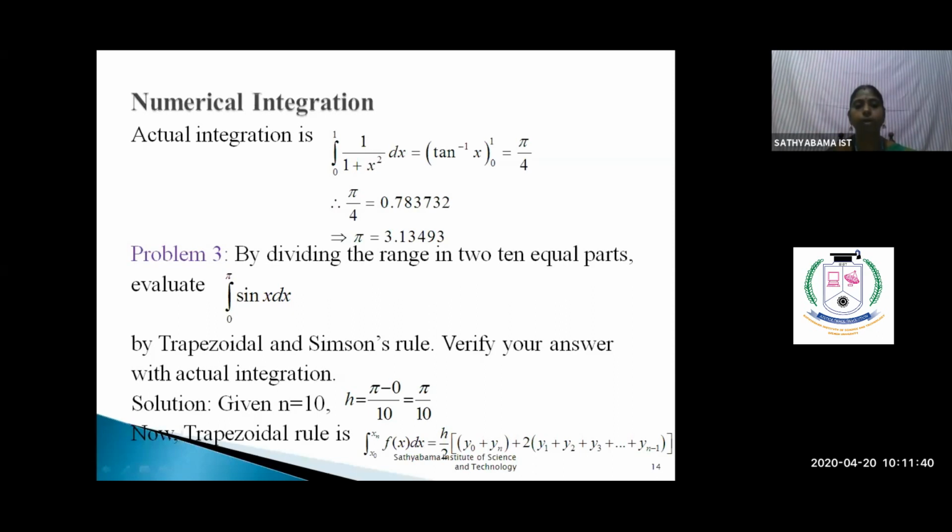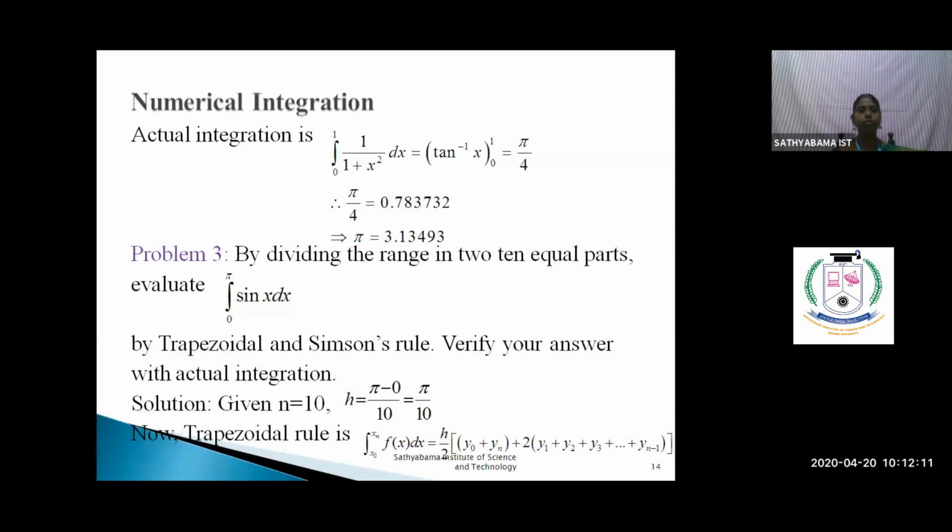But by the numerical method, that is by the trapezoidal rule, what is my answer? 0.783732. So from this result, pi by 4 is equivalent to 0.783732. From this, we are getting the pi value approximately 3.13493. So this is how you get it by the numerical method as well as by the actual integration.